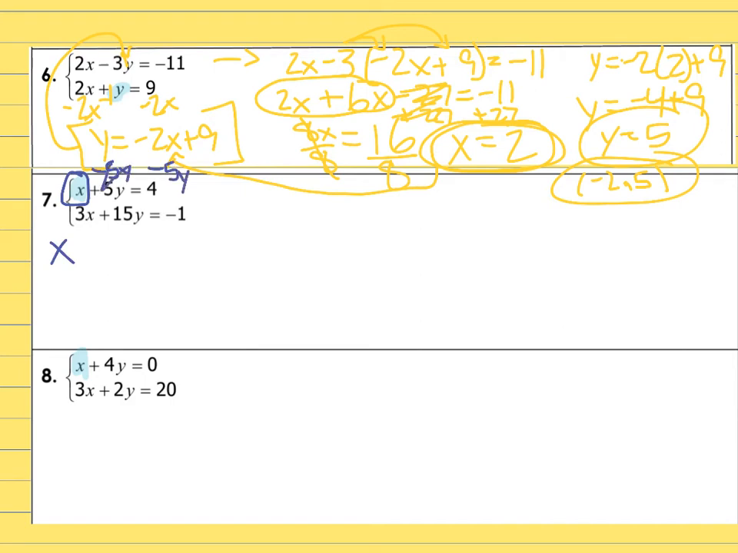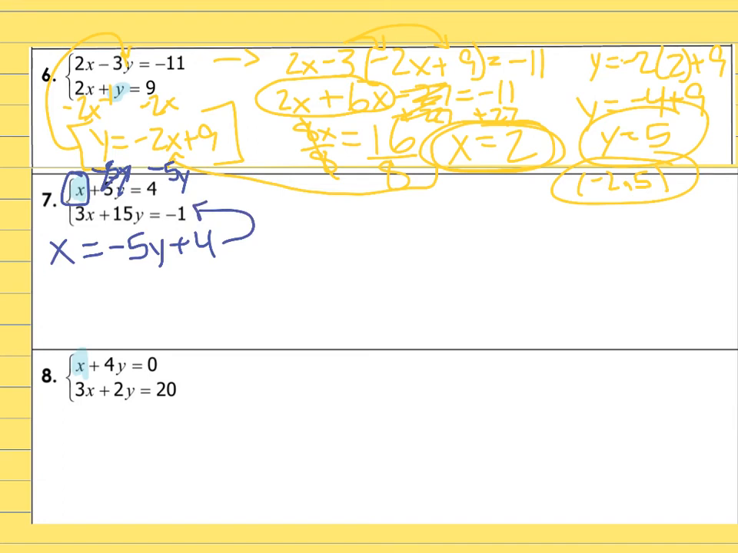That way you get x completely alone. We want it completely alone. X equals negative 5y plus 4, because that's a positive 4, right? Now we've got x completely alone. It's a positive 1x. It's all alone. You know what that means. It's time to substitute. Substitute it in here.